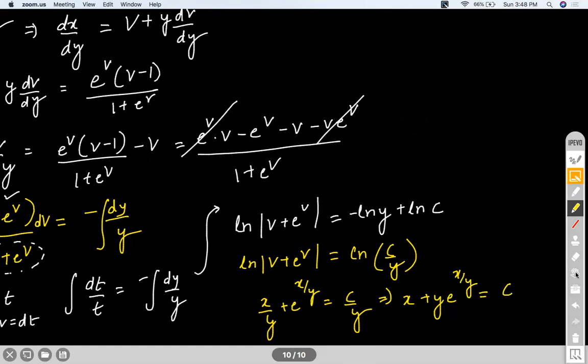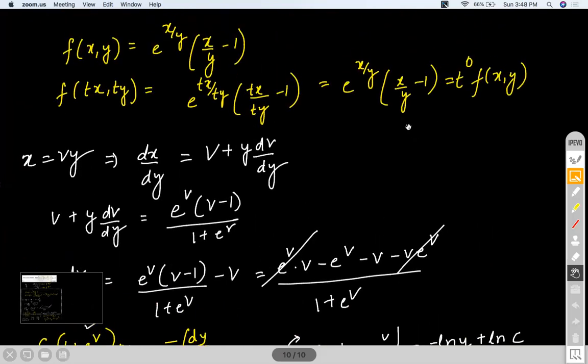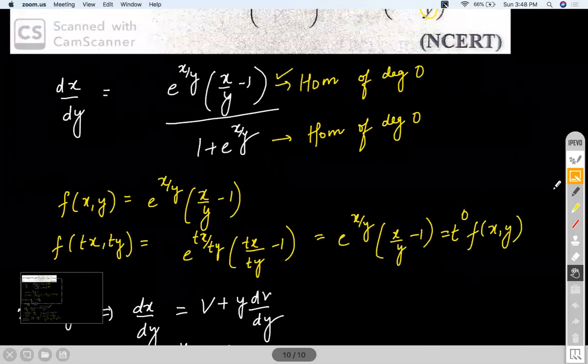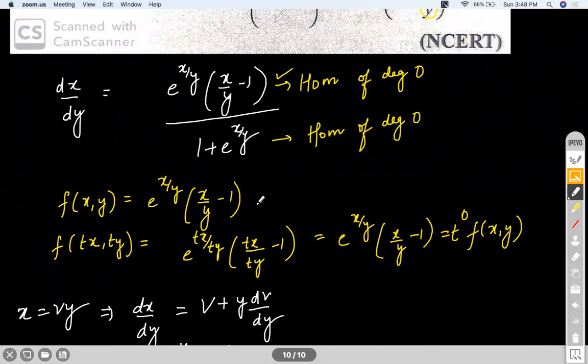Okay. So please be careful. This problem was basically chosen because you should be aware when to use the y is equal to vx substitution and when to use the x is equal to vy substitution.